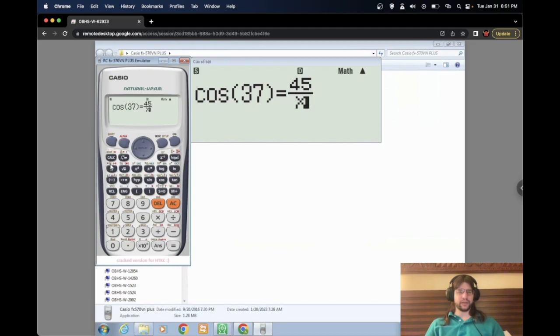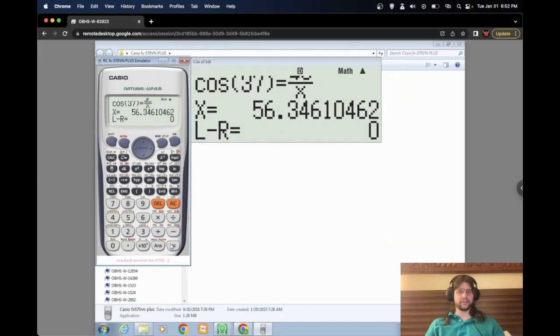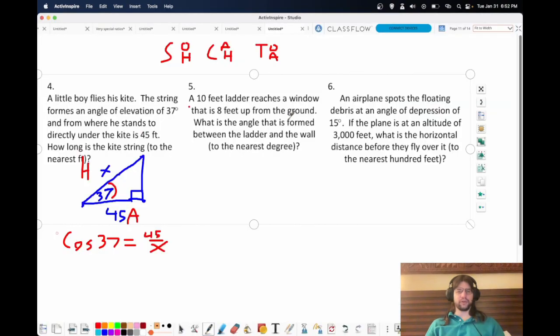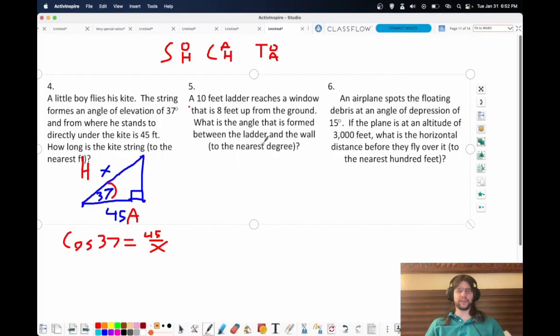Shift calc, there we go, equals. And that one took about a tenth of a second to think. 56.34, it says nearest foot, so 56 feet, yeah. Alright, let's just go ahead and set up these other two real quick. Probably not throwing the calculator, let's just move on. Okay, actually, never mind, I just changed my mind.